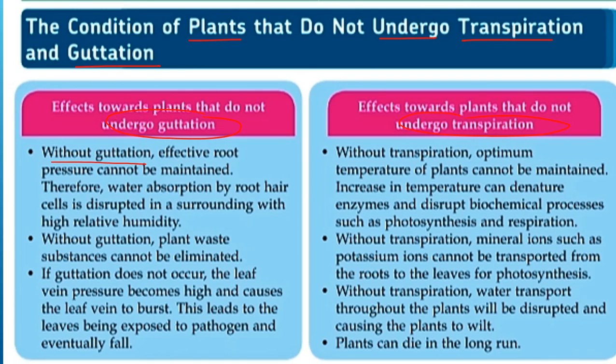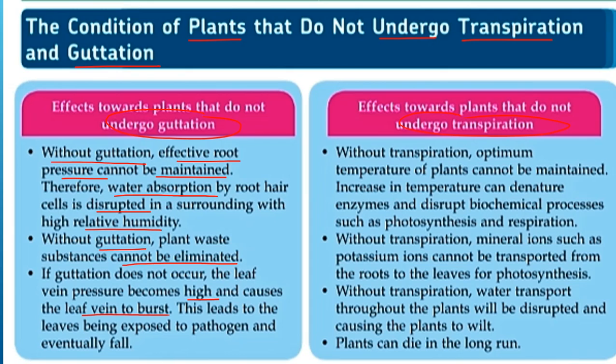So without guttation, effective root pressure cannot be maintained. So water absorption by root hair cell is disrupted in the surrounding with high relative humidity. And without guttation also, plant waste substance cannot be eliminated. So if guttation does not occur, the leaf vein pressure becomes high and will cause the leaf vein to burst. Okay, this will lead to the leaves being exposed to pathogen when it bursts, and it will eventually fall.